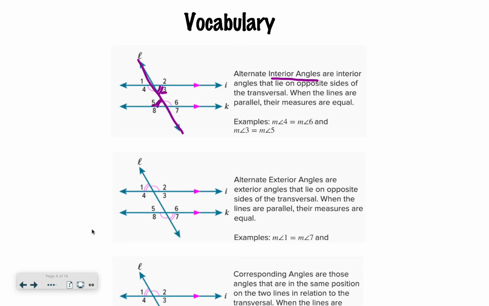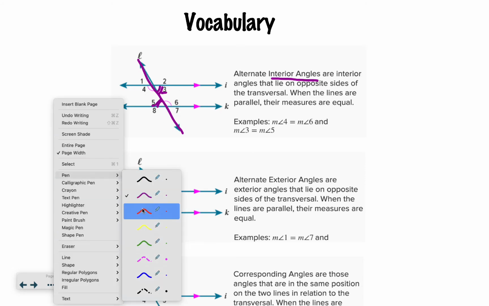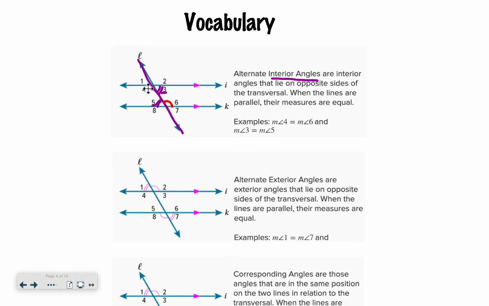Another example would be 6 and 4. They are also interior angles and on opposite sides of the transversal that don't touch each other. One thing to know is that alternate interior angles are equal. So if angle 4 is 105, angle 6 is 105. If angle 3 is 75, angle 5 is 75. That can be a nice shortcut in helping you solve for what angle measures are.